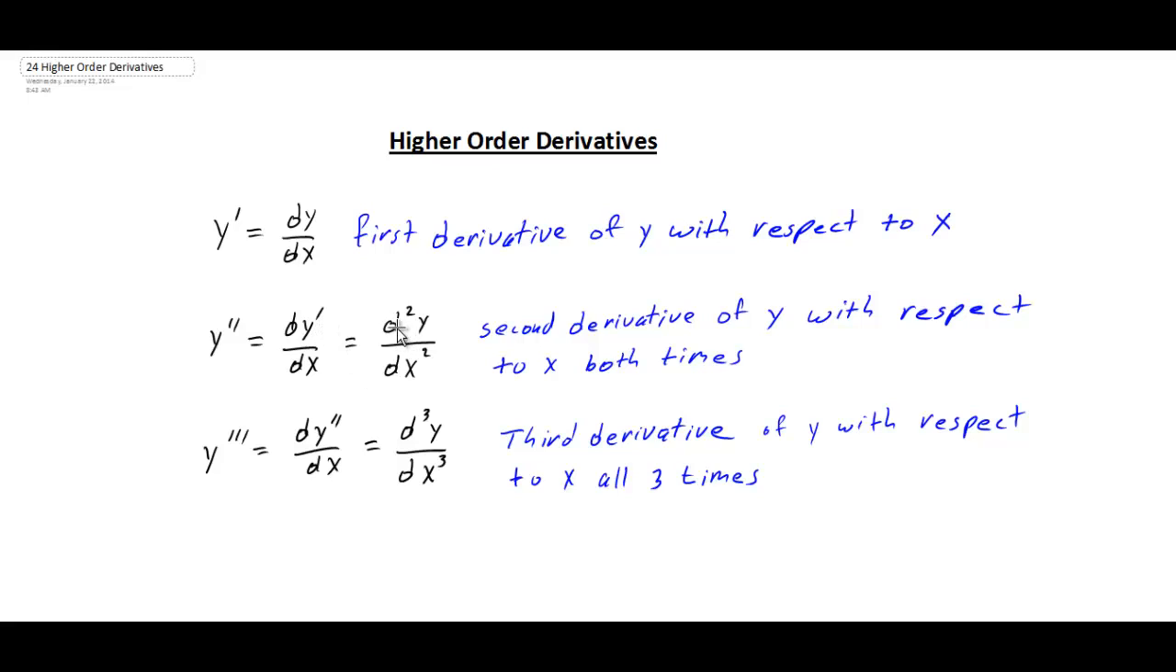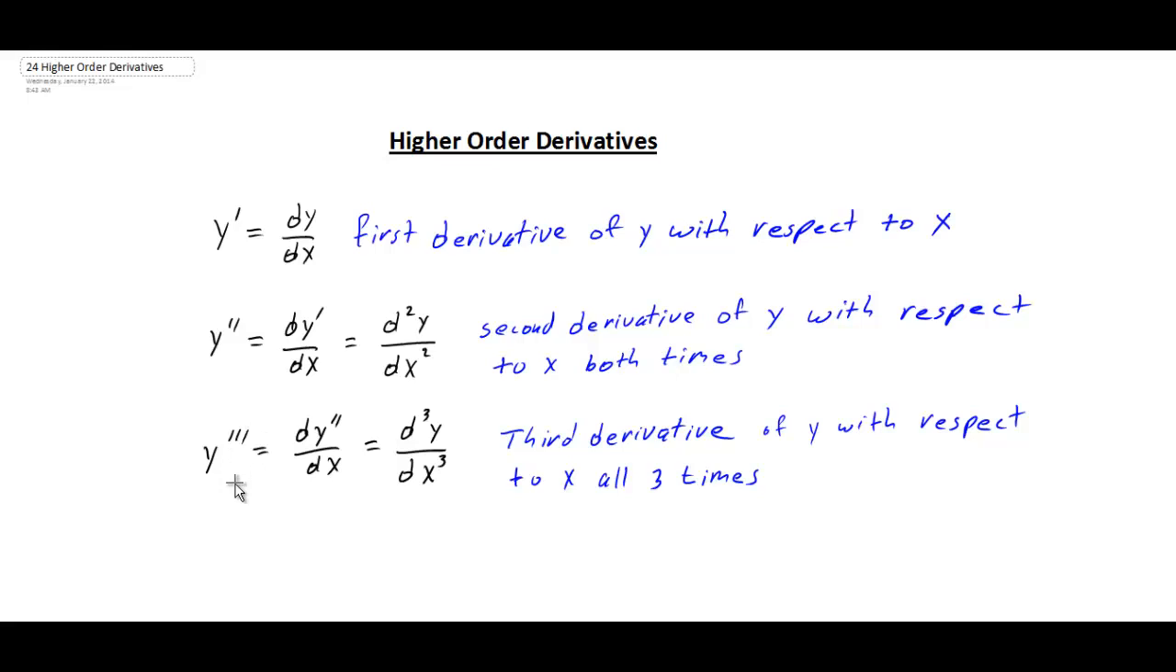Another notation is d with a little 2, indicating the second derivative of y. And on the bottom, the 2 is with the x. It looks like an exponent. That just means that both times we're taking the derivative with respect to x. So this here is the second derivative of y with respect to x both times. So basically you take the derivative and then you take the derivative again, and that gives you the second derivative.